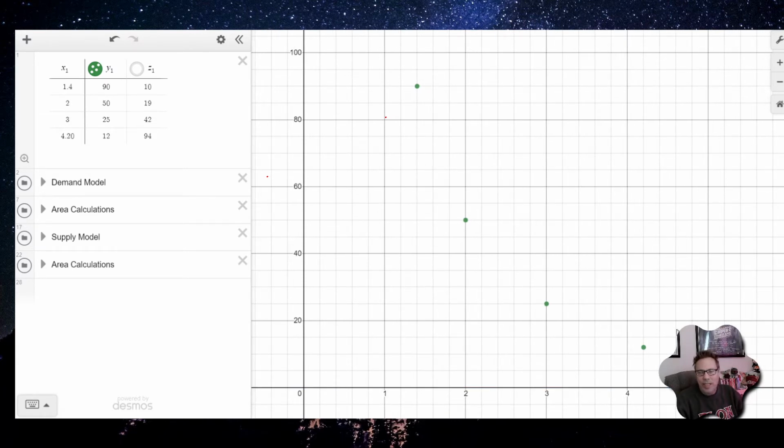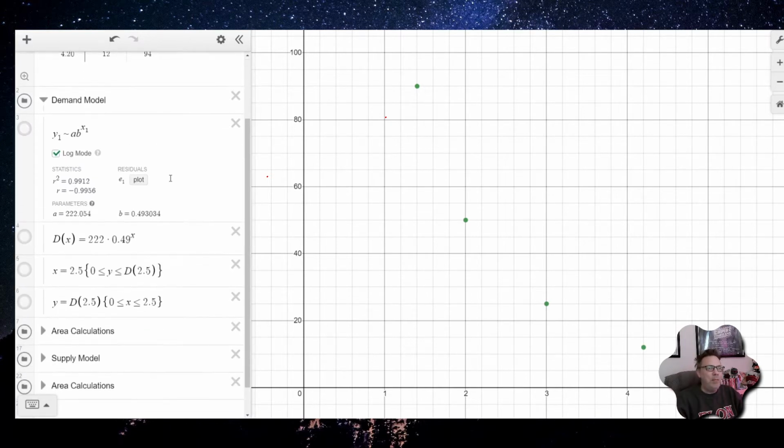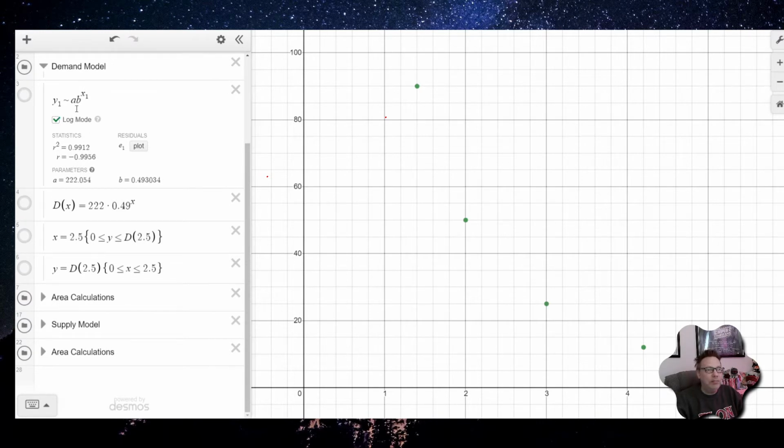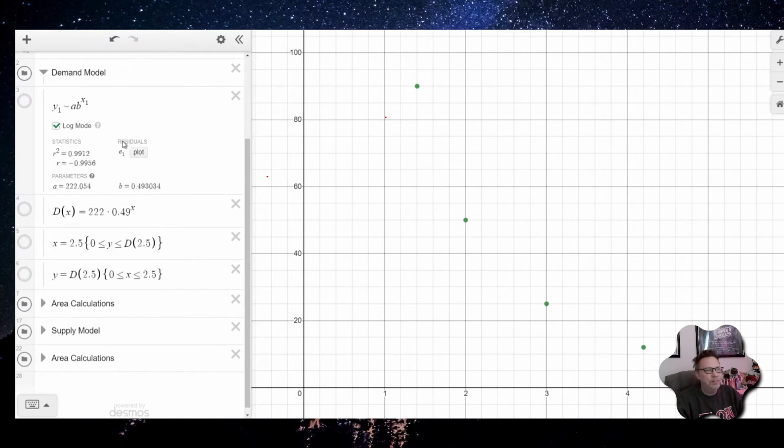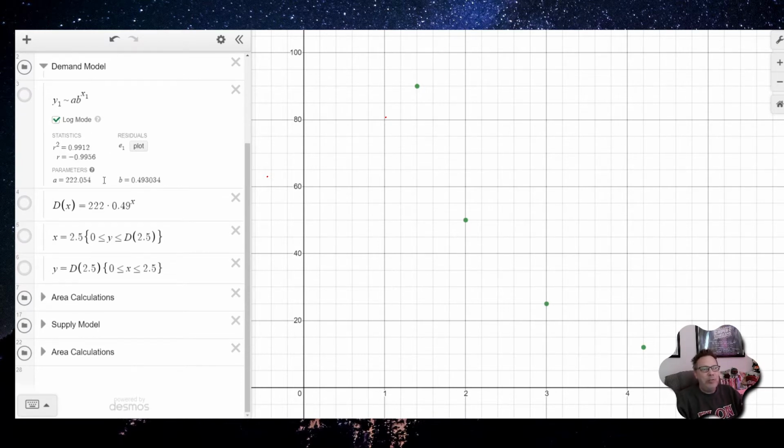When I'm looking at these four data points, there could be several models that make sense here. I am going to use an exponential model. That's what I'm choosing right now. So the exponential model, remember, looks like a times b to a power. So my demand model is y1 tilde a times b to the x1. Remember the x1 in your problem here, and also remember to click log mode. The parameters I get: a is about 222 and b is about 0.49. So there's the model that I'm going to use.